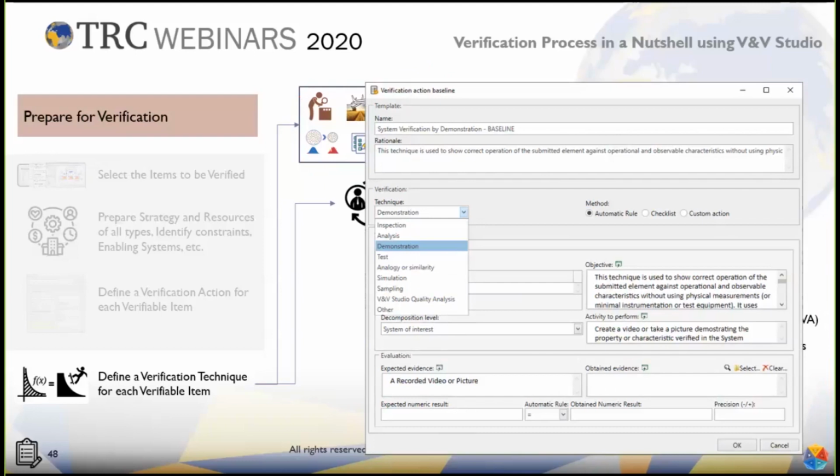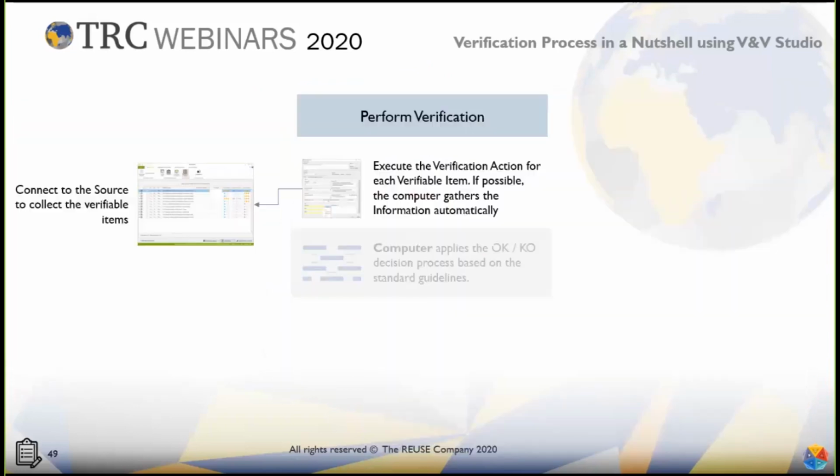So here you just define the way. You can have here the technique, and of course, you can define here if this is an automatic rule, if it's a checklist, or if it's a custom action, which mainly means that you are going to create your own. Let's go into perform verification.